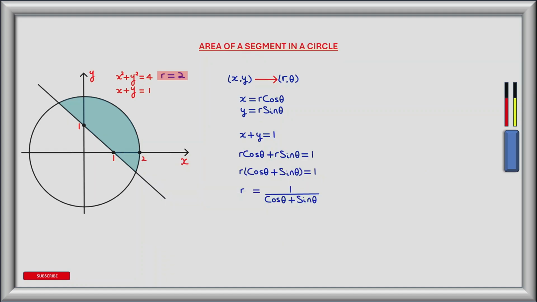we're left with r is equal to 2. And now if we look at the line x plus y is equal to 1 and substitute r cos theta for x and r sin theta for y, we have r cos theta plus r sin theta is equal to 1. If we take r out as a common factor, we have r into the bracket of cos theta plus sin theta equals 1. And dividing both sides of the equation by cos theta plus sin theta leaves r is equal to 1 divided by cos theta plus sin theta.